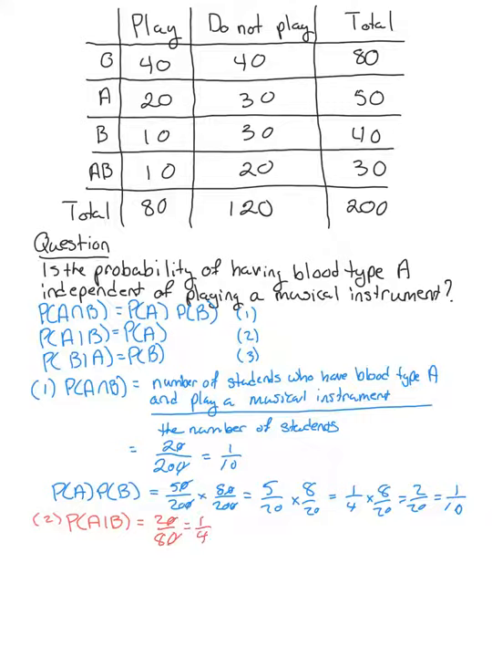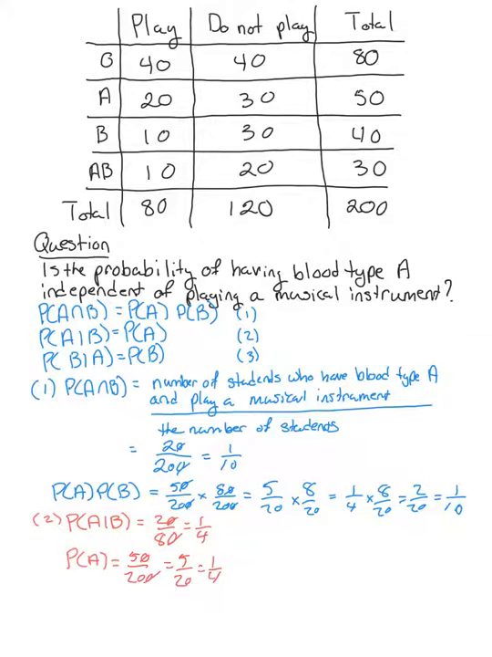Now the right-hand side of number 2 is probability of A. So just the probability of a student having blood type A. Now, how many students have blood type A? 50 out of 200 total. So in order to calculate that one, we do 50 over 200. Those cancel out. We're left with 5 over 20, which is 1/4. And there we go. And that agrees. So number 1 worked, number 2 worked.